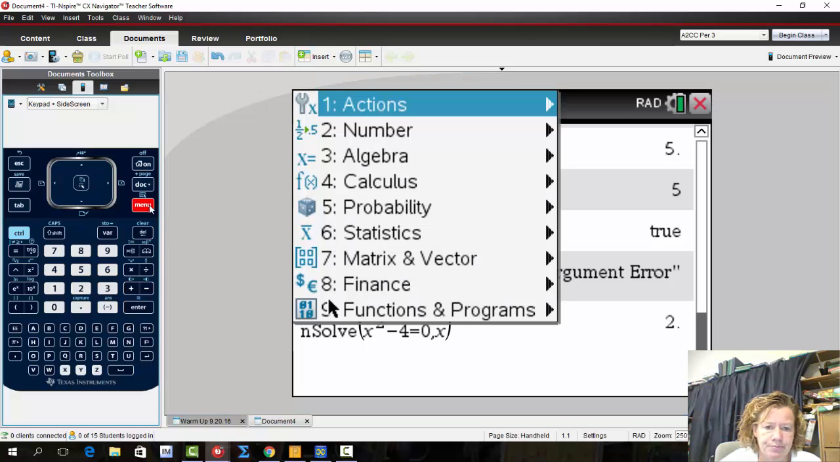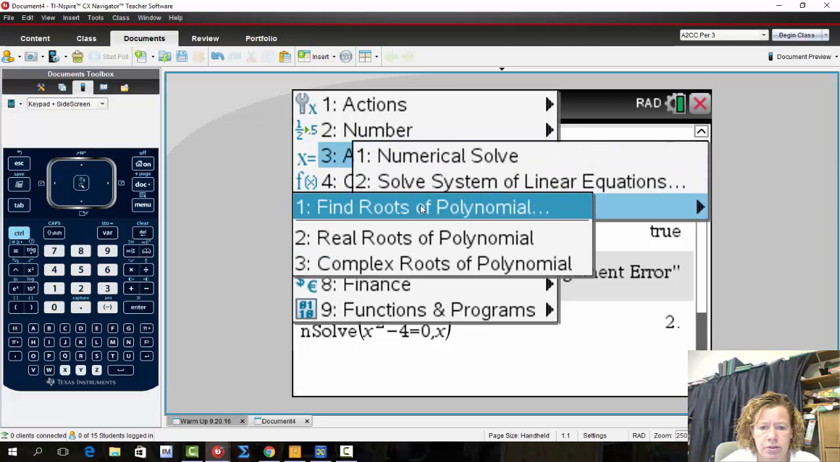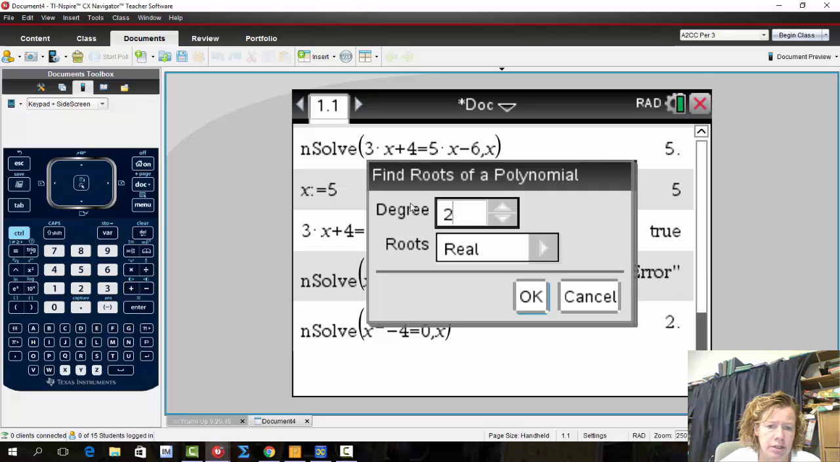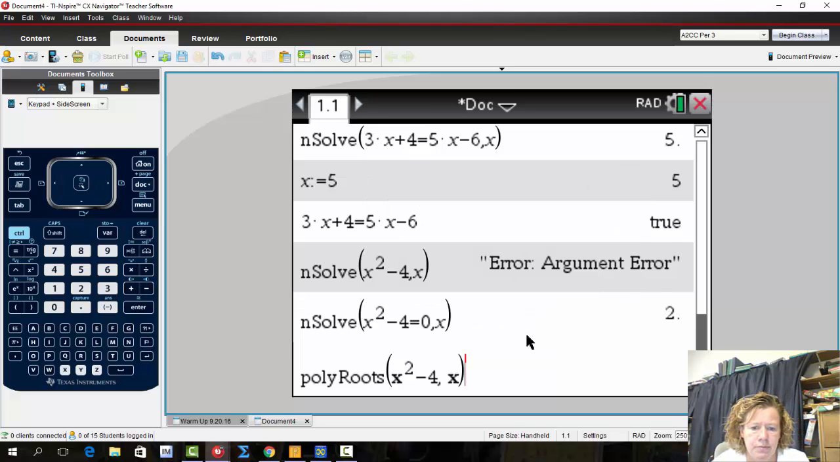If you go back to menu, algebra, polynomial tools, you can find roots of a polynomial. You need to know that a quadratic is a degree 2, the highest exponent. Right now our roots will be real. And notice we've got a polynomial in ax squared plus bx plus c form. So let's say I was solving x squared minus 4. My coefficient on x squared is 1. I had no b term, so that's 0. My c term is -4. There's that same equation.